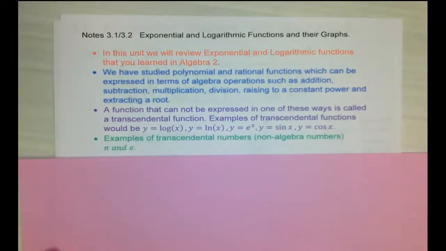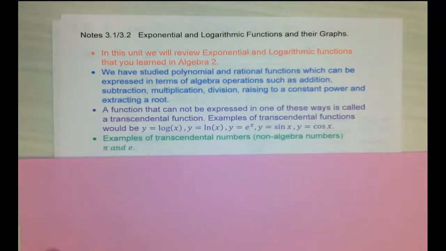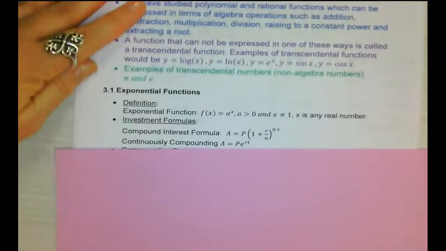We've studied polynomials and rational functions, which we can express in terms of algebraic operations, such as addition, subtraction, multiplication, raising to a power, extracting a root. A function that cannot be expressed in one of these ways is called a transcendental function. Some examples of transcendental functions are the log functions, exponential functions, sine, and cosine, which we're going to learn shortly. Examples of transcendental numbers are non-algebraic numbers, so that's where we use pi and e to represent other numbers.